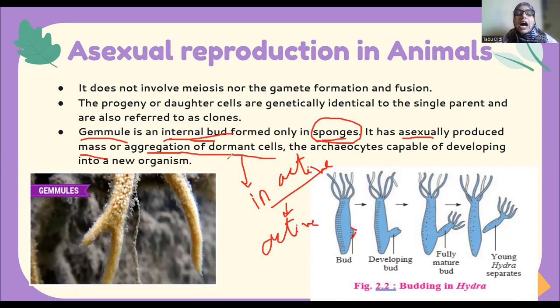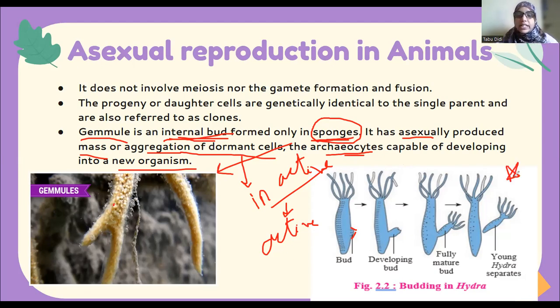After this bud, there is another intermediate stage wherein the bud outgrows and forms something known as archaeocytes, and they are capable of developing into new sponges, a new organism, because here the organism we are talking about is sponges. So the first stage of reproduction is through the bud, then the bud develops into archaeocytes, and the archaeocytes are then capable of developing into a new organism, that is sponges.